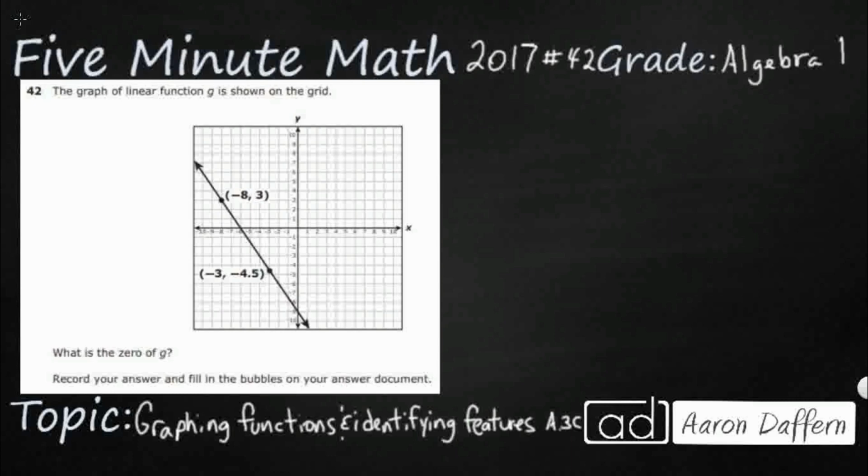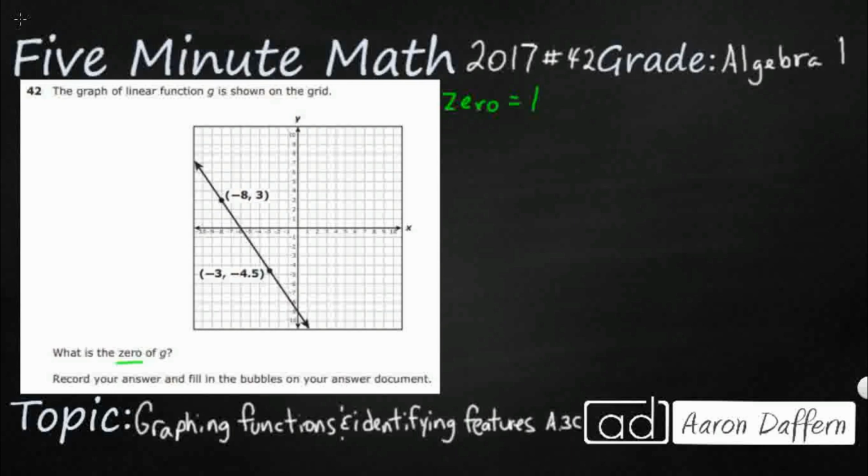So we have a graph of a linear function g, and we need to find the 0 of g, and there's no F, G, H, or J for us to choose from. So we need to know what this means. It's not on our reference materials or mathematics chart. So what is the 0?